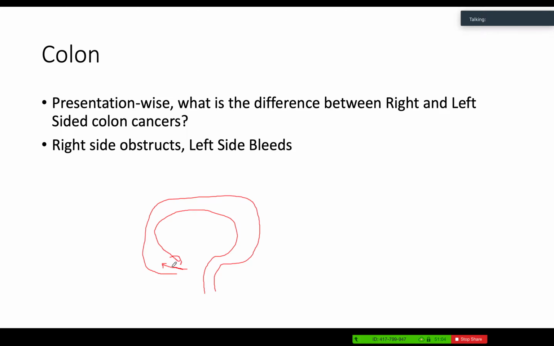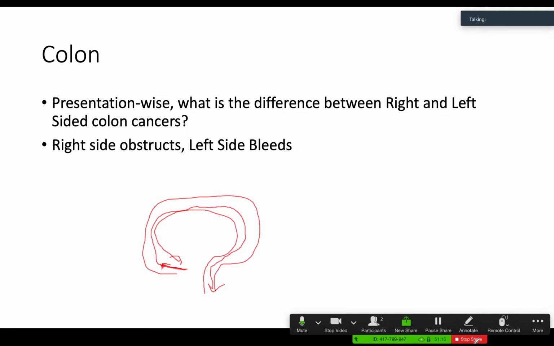So initially, as we have stool moving from the terminal ileum into the cecum, it's very liquidy, very watery, and as it moves through our colon, it's going to become more and more firm. By the time it reaches our rectum, it gets to that normal firmness.